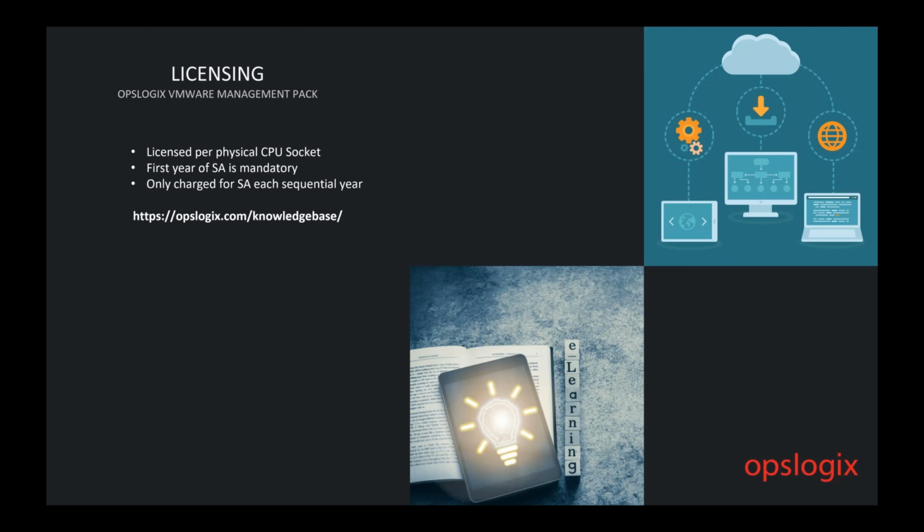And we need to discuss a little about the licensing. And the licensing model is very simple. Each physical CPU in your ESXi host requires a base license. The first year of support and assurance is mandatory and will be added to each socket upon purchase. And then after that, each sequential year, you will only be charged with the cost of software assurance. And this includes free support and access to new versions of the software.